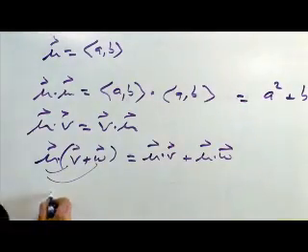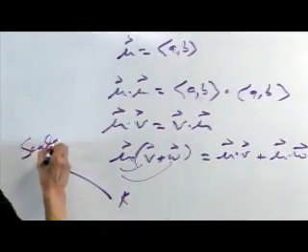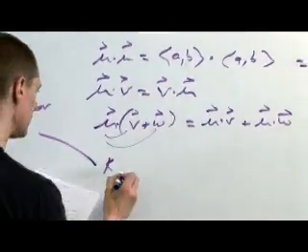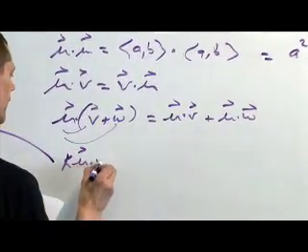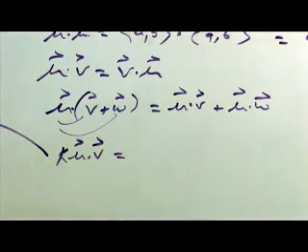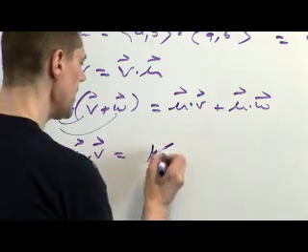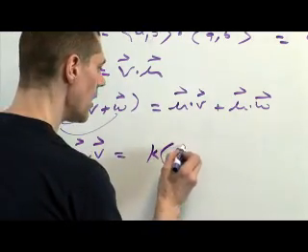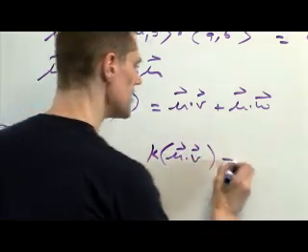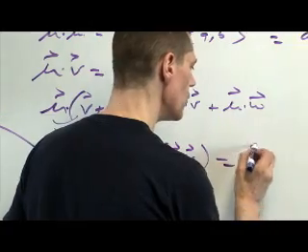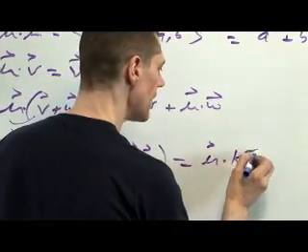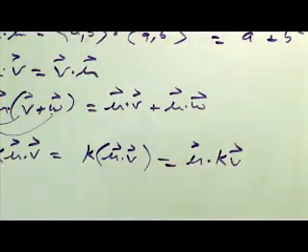If k is some scalar, so k is a number, then k times U dot V is the same thing as k times (U dot V), which is the same thing as U dot k times V. So you can move numbers in and out through this.